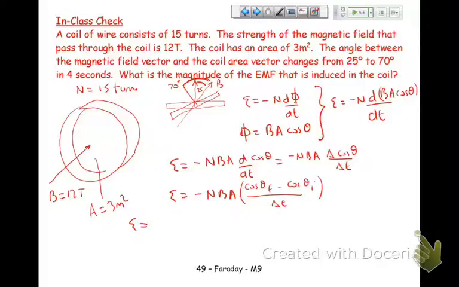So E is equal to, now I'm looking at my diagram and I'm going to go 15, 12, 3, and then multiplied by, and I get my calculator, which is in my jacket pocket in my office. Can you believe it? So what is cosine of 70 degrees?